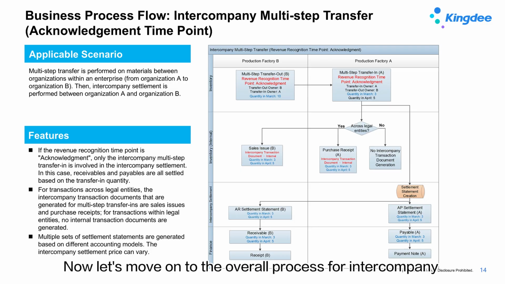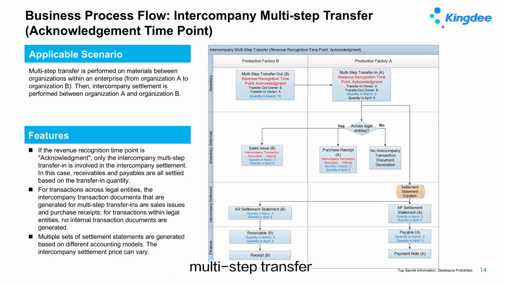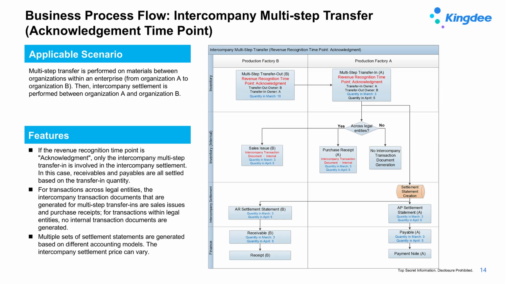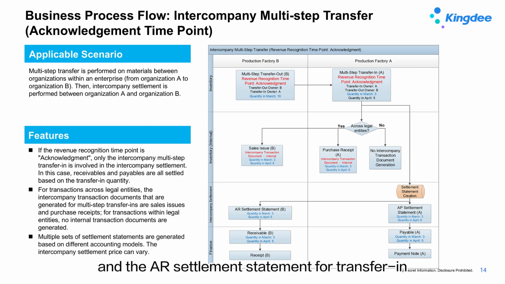Now let's move on to the overall process for intercompany multi-step transfer with revenue recognition at the time point of acknowledgement. When the revenue is recognized at the time point of acknowledgement, the system generates the intercompany sales goods issue document and the AR settlement statement for transfer in.